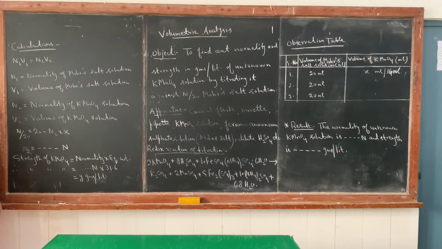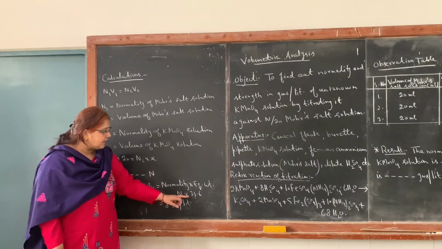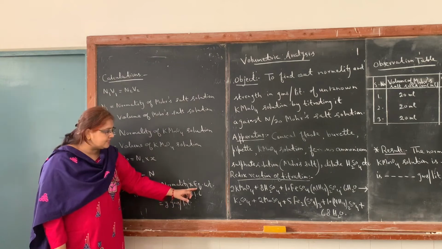Make sure that whenever you calculate the normality for any titration, calculate it up to 4 decimal places. The unit for normality is capital N. Then comes the strength. The strength of KMnO4 is calculated by using the formula normality times equivalent weight. Here, 31.6 is the equivalent weight.